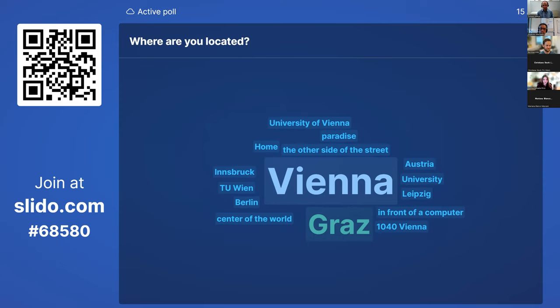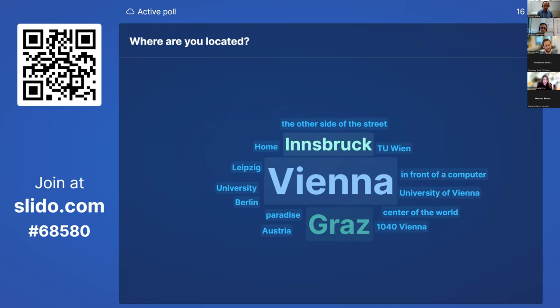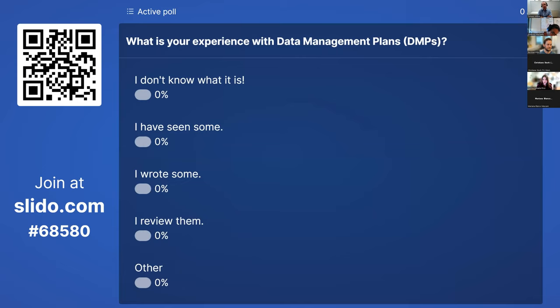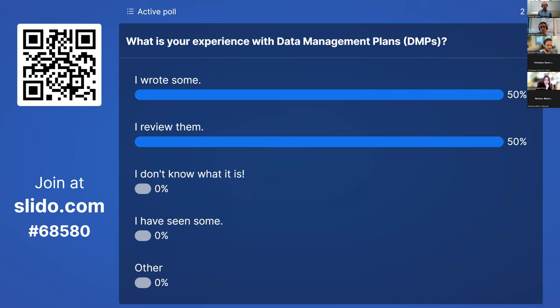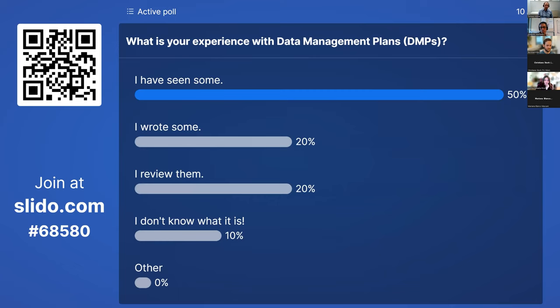And now maybe the last question I have in this series of questions is about your experience with data management plans. And this is a question which is supposed to already put you in the mindset for the first presentation of Florina. So have you ever done any DMPs? Have you seen any of them? You don't know what it is. Okay, so most of you have seen some. There are some people who reviewed them, some people who wrote them. And there are also some newcomers who have no idea what DMP is and other. For all those who selected the other option, you can tell us in chat what it actually includes. Why did you go for other? That would be interesting, maybe. Okay, but most of you have seen some DMPs.